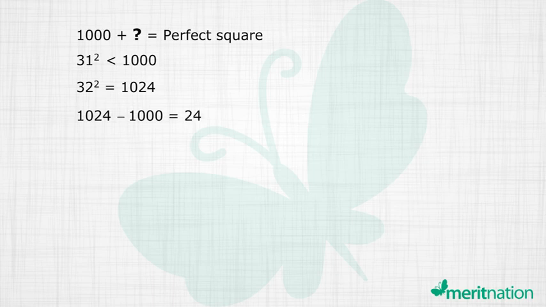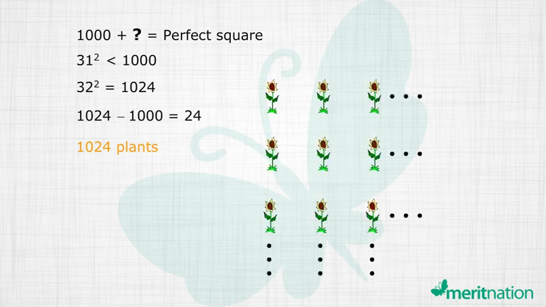So once we add 24 plants, we have 1024 plants, which is a perfect square, and there will be 32 rows and 32 columns.